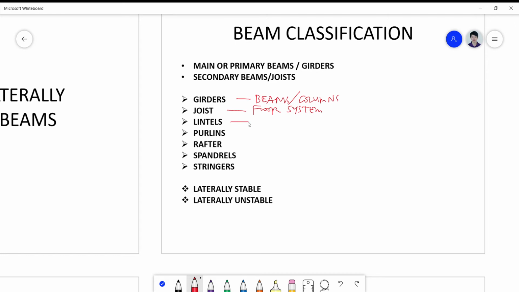And for the lintels, these are supporting portions above an opening. Okay, so lintel beams normally support loads above openings. Purlins, they are supporting what? Roof system. Okay, rafters also support the roof system, no? Or simply the purlins themselves.